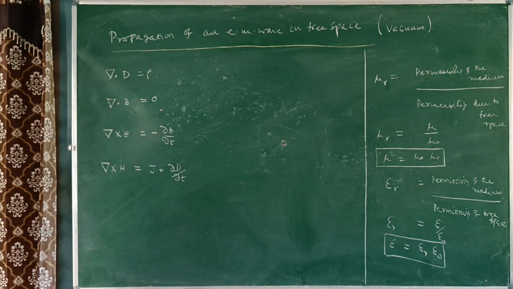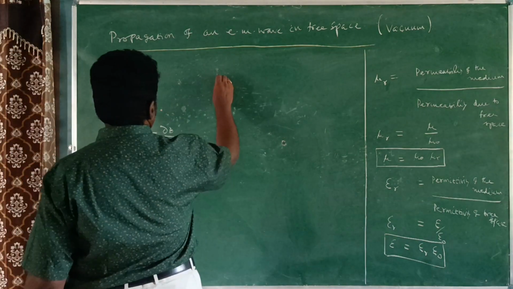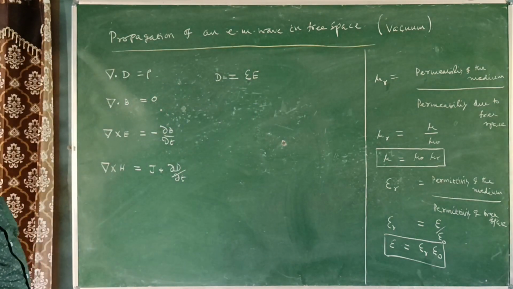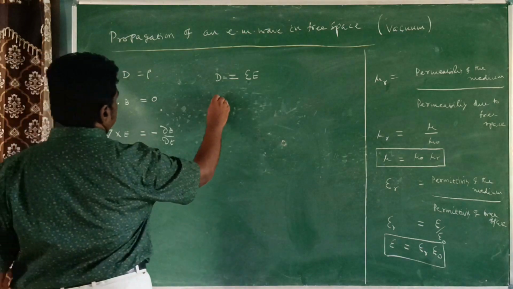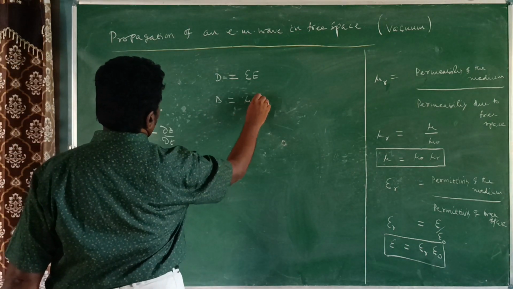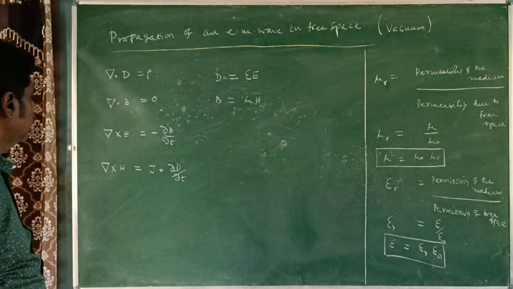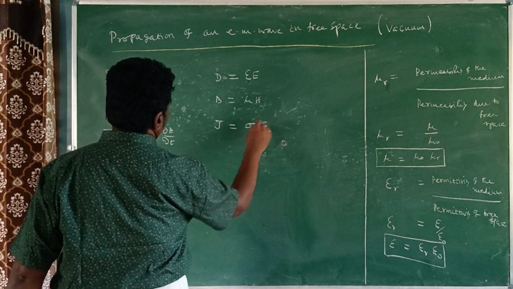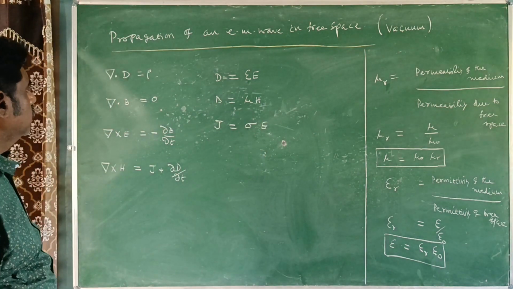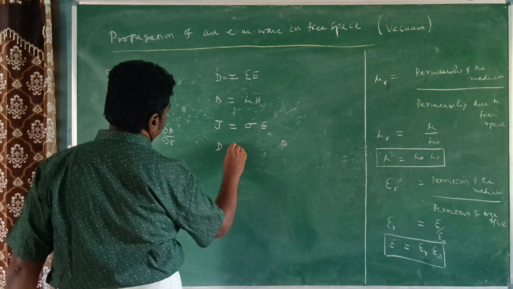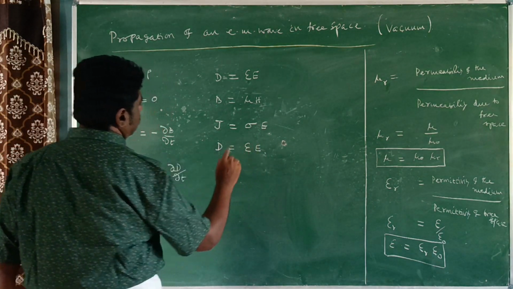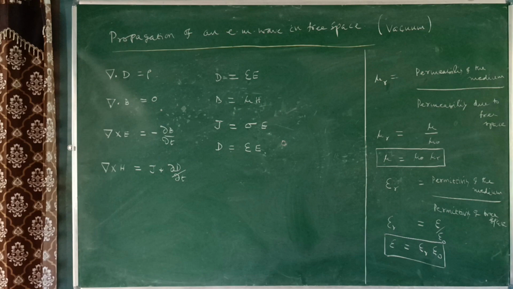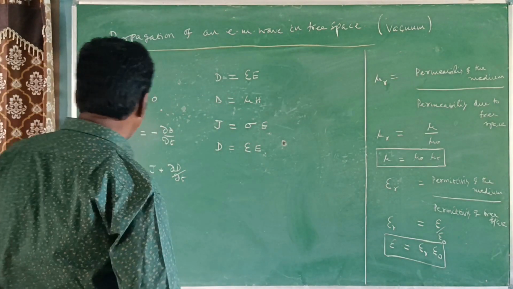If you consider the displacement vector, D is equal to epsilon into E. This is our permittivity. E is our electric field. Then B equal to mu into H. Mu is our magnetic permeability. Then current density J equal to sigma into E. Sigma is our conductivity. Epsilon is our permittivity. Now we have to modify these equations for free space.